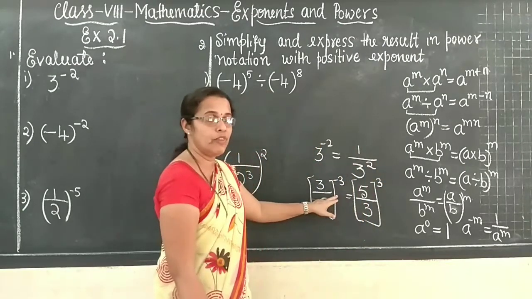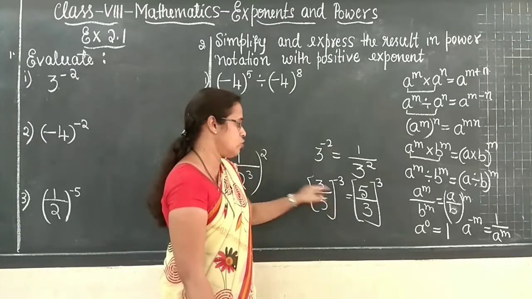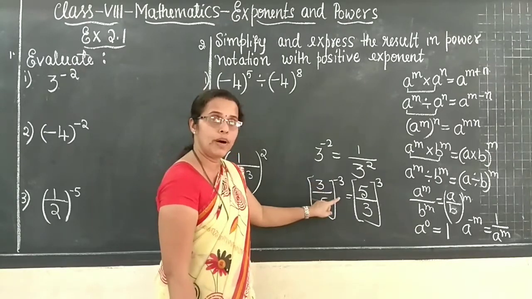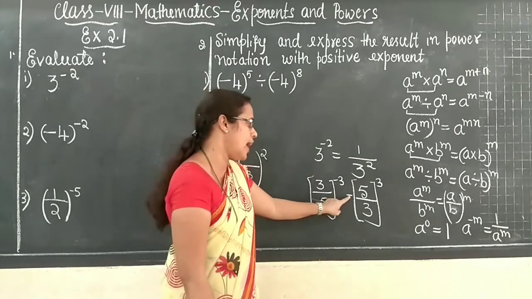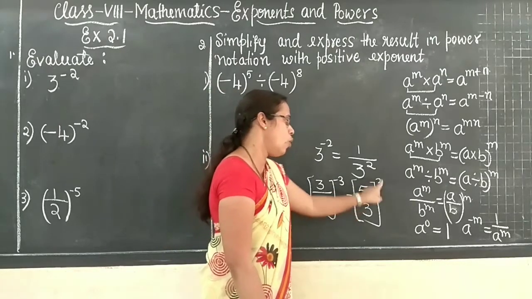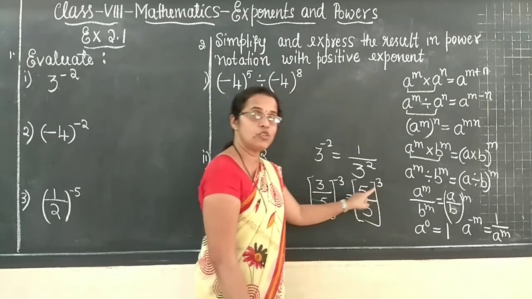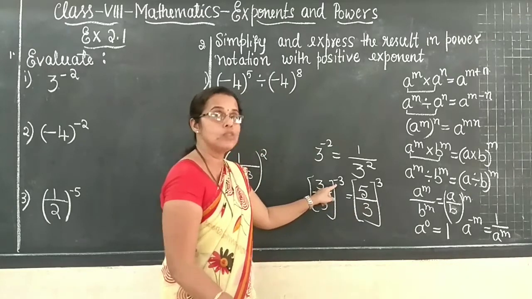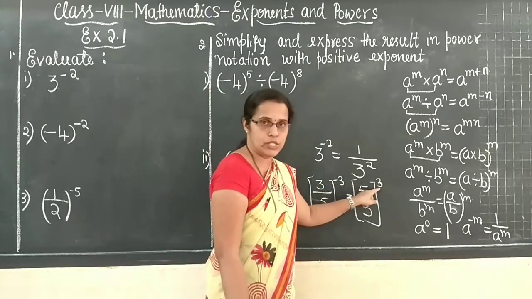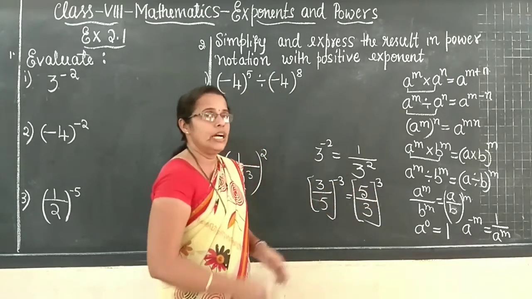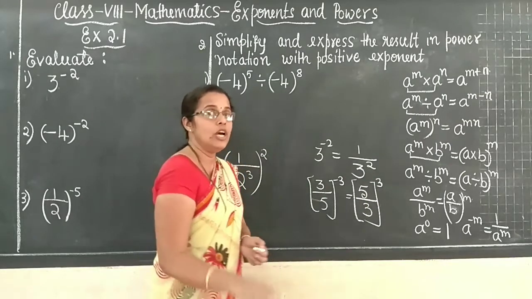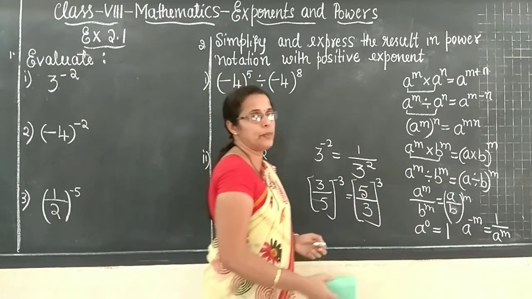If you write 3 by 5 as 5 by 3, then the power will be a positive quantity. Can you make out? So 3 by 5 whole to the power minus 3 means you can write 5 by 3 whole to the power 3. Like this, the negative power goes and the positive power comes. That is only by reciprocal.